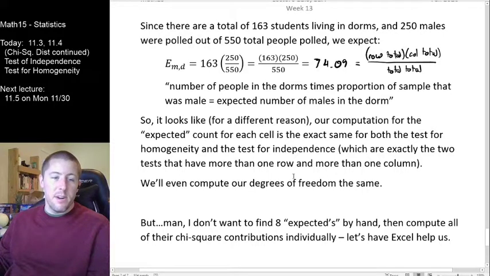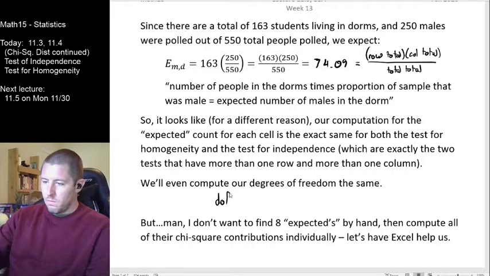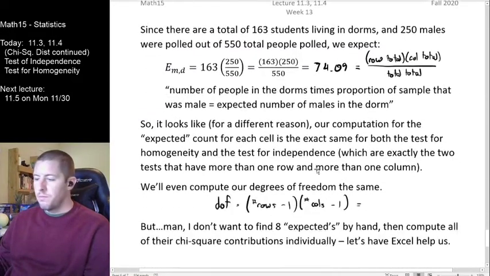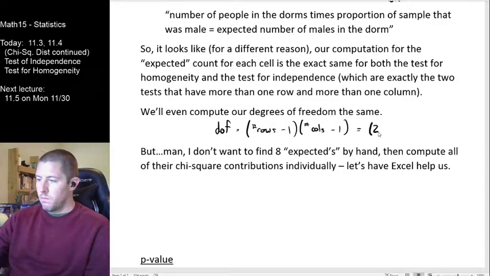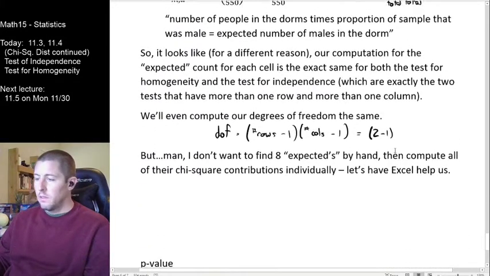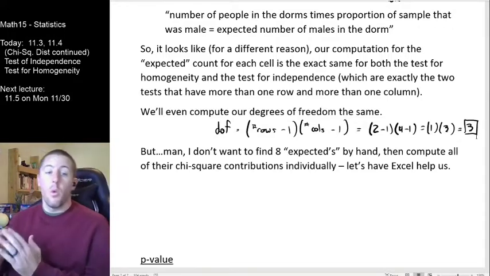We're even going to compute our degrees of freedom the same. Let's do that real quick. Our degrees of freedom should be our number of rows minus 1 times our number of columns minus 1. Here I'm seeing our number of rows was 2. Our number of columns, how many outputs was there for living arrangement? 4. So that's just going to be 1 times 3. So it looks like we'll be using 3 degrees of freedom associated with this once we go to get our p-value.